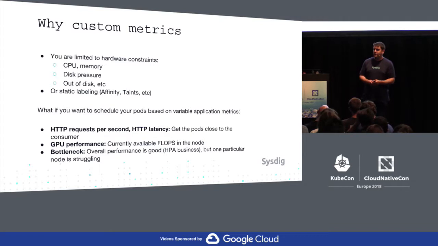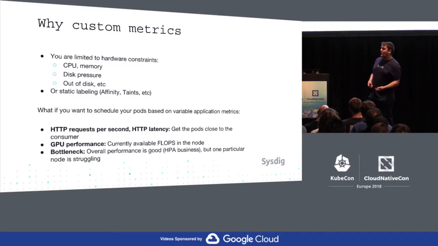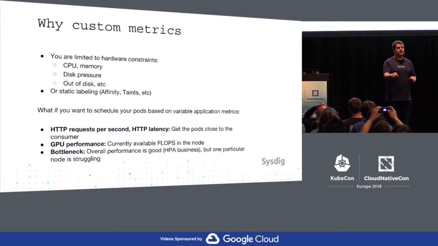For example, for HTTP latency or HTTP bandwidth, you want to schedule pods closer to the consumer. Or GPU performance. This is very hot now, for artificial intelligence, crypto coins, graphics, all these kinds of things. So you want to know exactly how many flops are available at this time. So this is a variable metric. It's like CPU, but for the graphical unit.